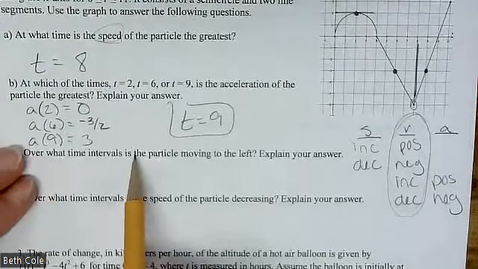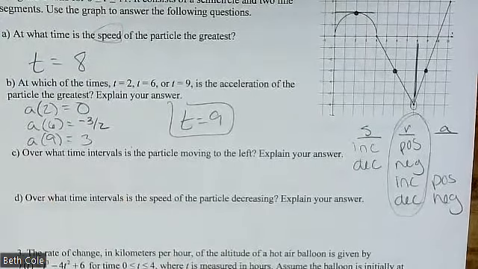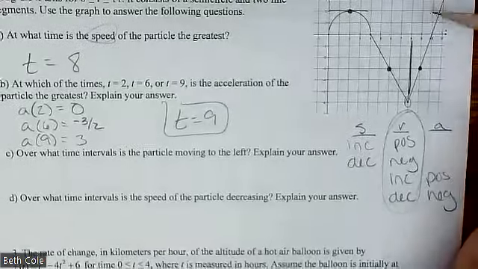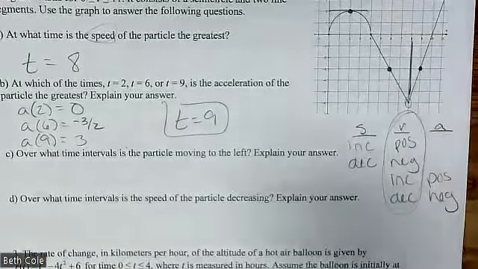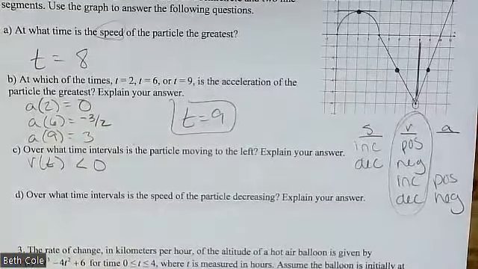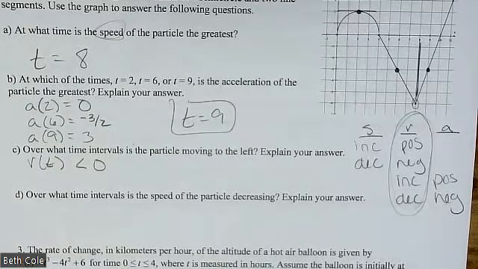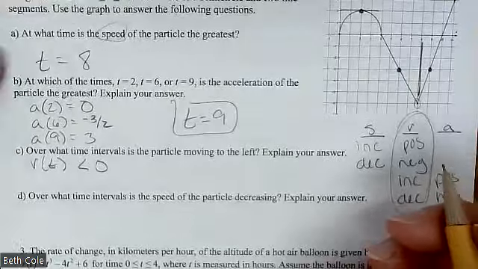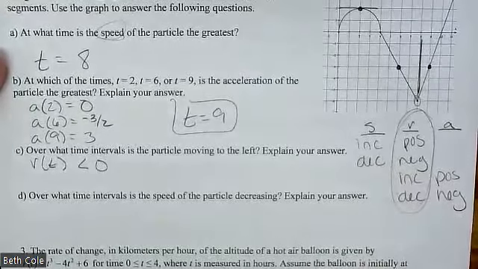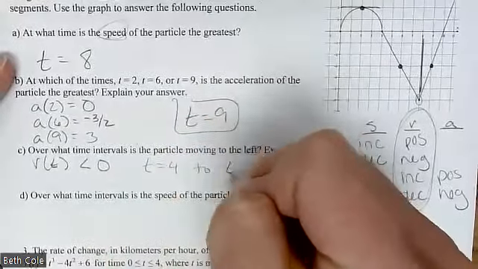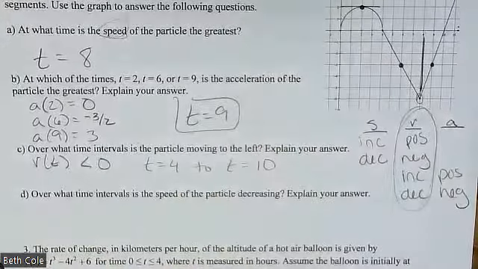All right, over what time interval, so it's going to be from this time to this time, is the particle moving to the left? That would be when velocity is negative, so below sea level. Maybe write that out. Moving to the left, velocity is negative. V of t is less than 0. Or you can write is negative if you like that better. Where is this graph below sea level? 4 until 10. Time 4 to time 10.